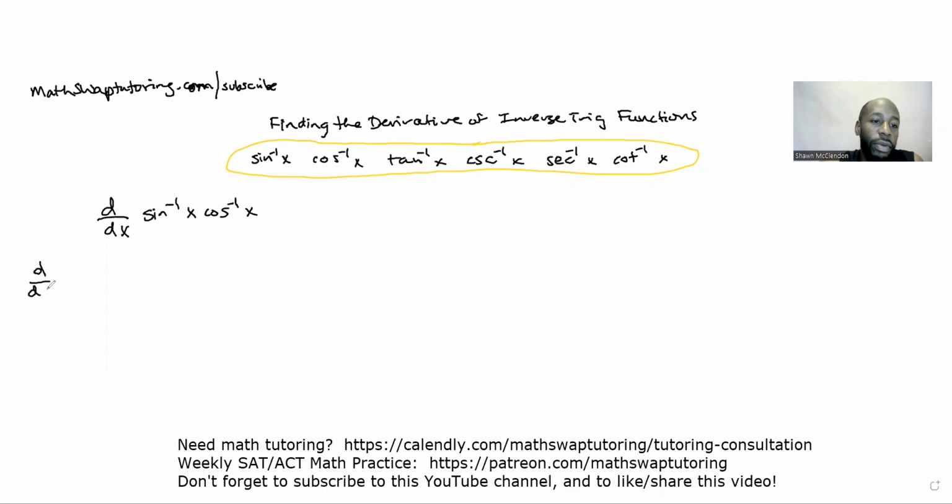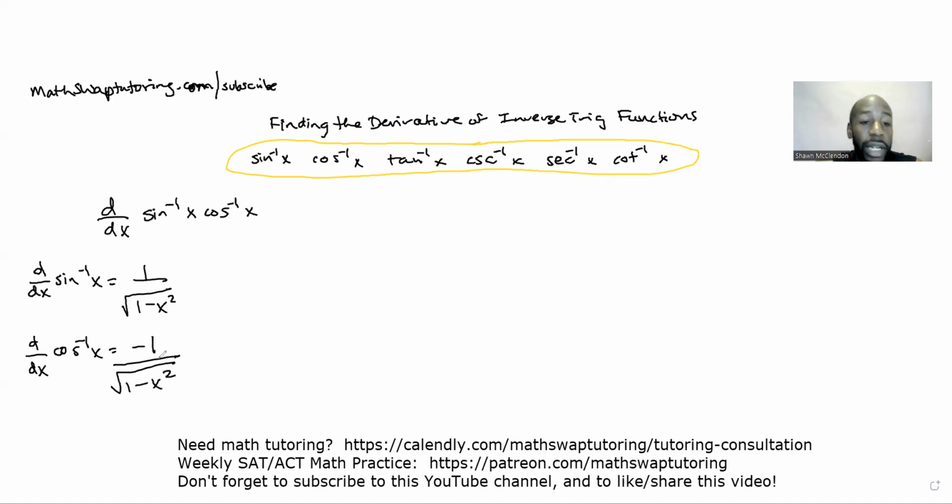The derivative of sine inverse is equal to 1 over the square root of 1 minus x squared. The derivative of cosine inverse is going to be equal to negative 1 over the square root of 1 minus x squared, sorry. Make sure I'm saying that right.